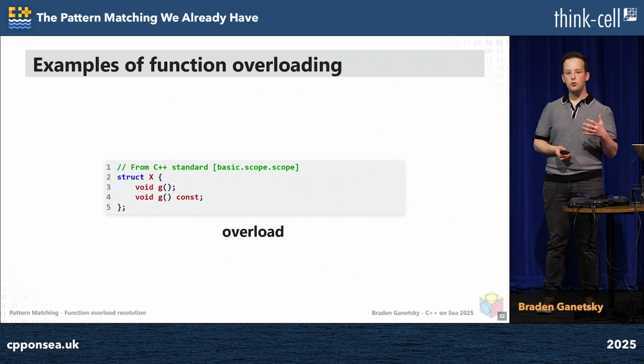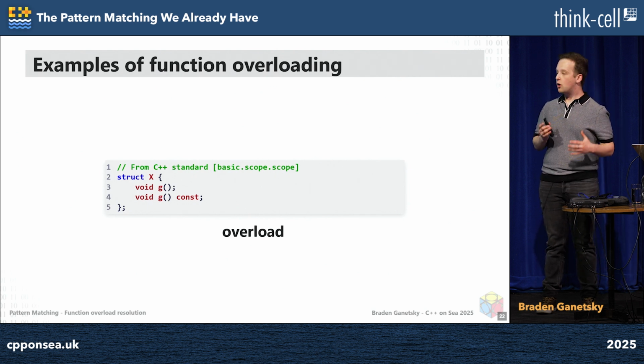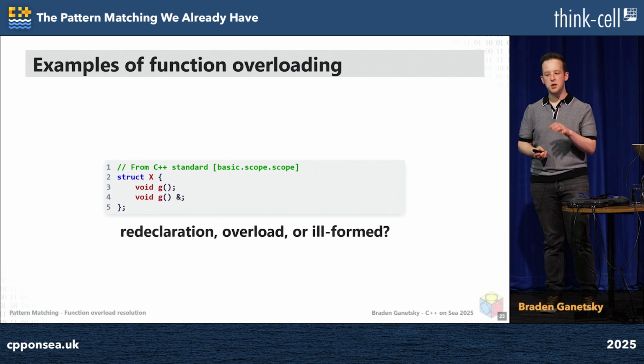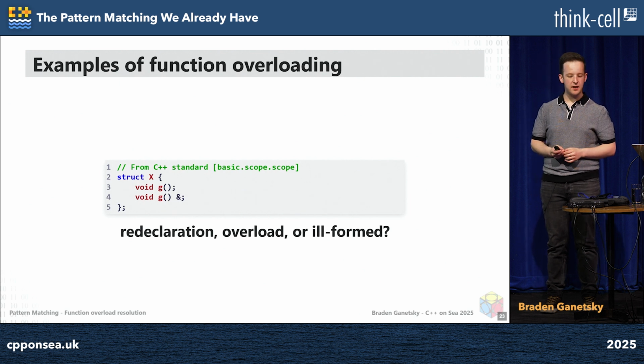If you want to write 2 member functions where one of them operates on a const object and the other one operates on a non-const object, this is exactly how you do it. This is a very common thing in C++. I'm sure everyone's seen this. But has everyone seen this? Can you write void g and then void g with a ref qualifier?